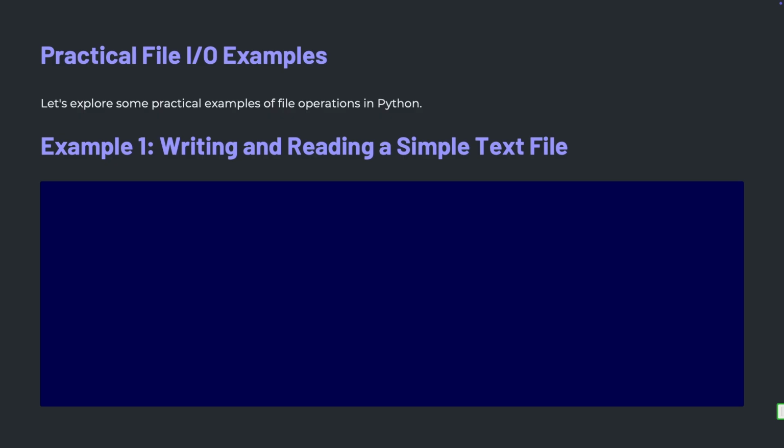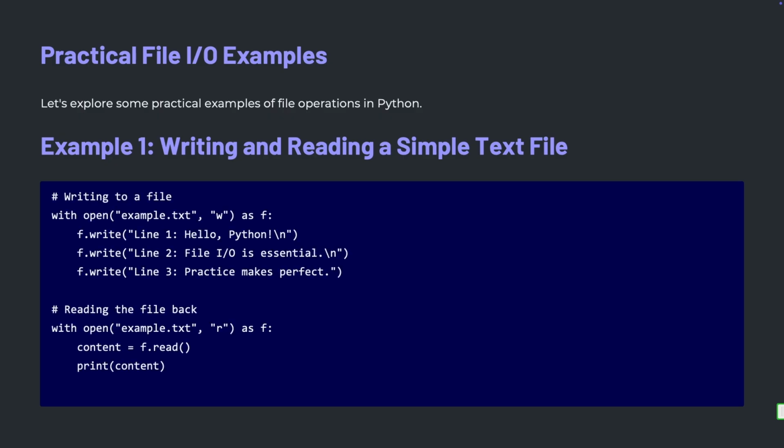So the first example, it's just a basic task. Write some lines to a file and then read them back. Pretty straightforward. Right. Example 1 shows you how to use that with open statement in write mode, W, to create a new file and write 3 lines of text to it. Then it opens the same file again, this time in read mode, R, and uses the read method to grab all the content and print it to the console. It's a clear demonstration of the fundamental read-write workflow.